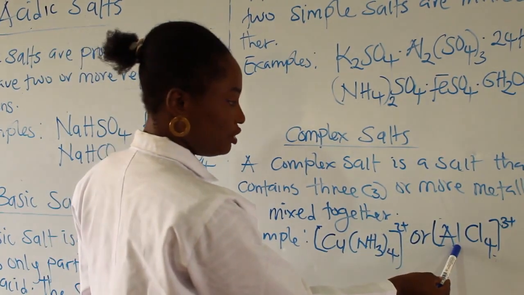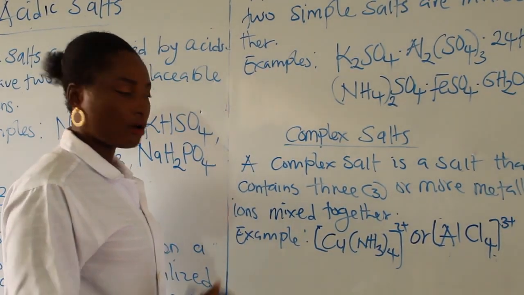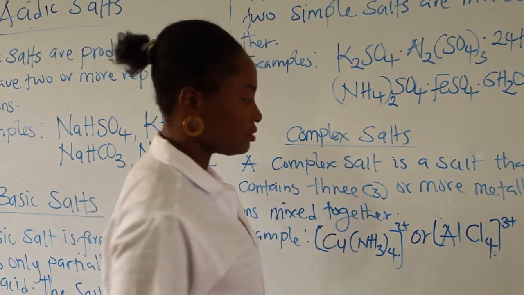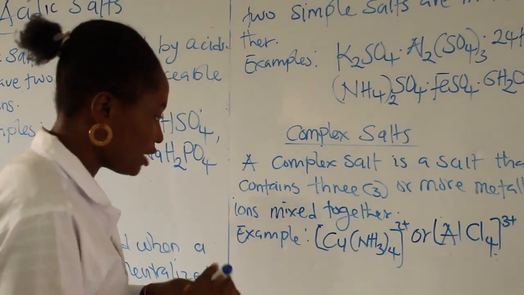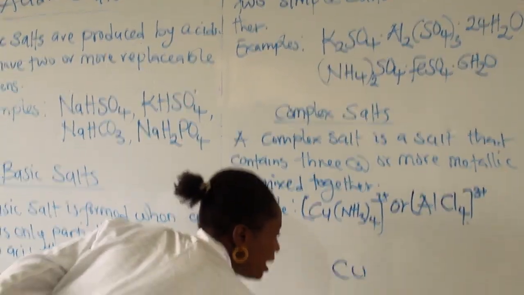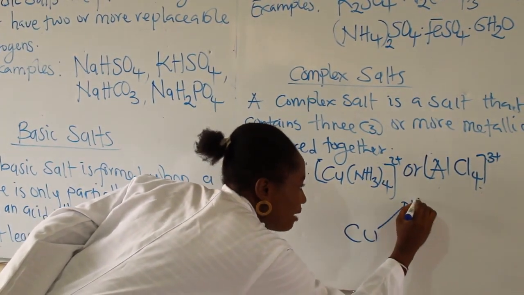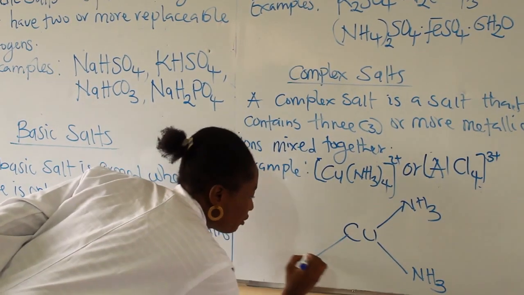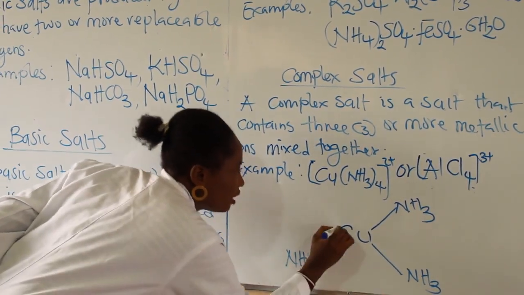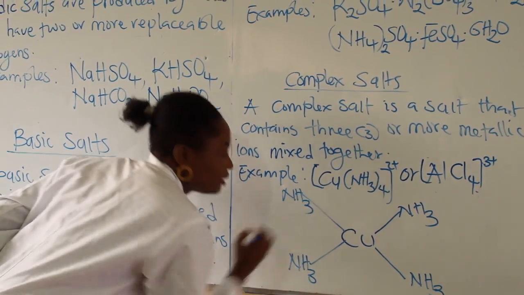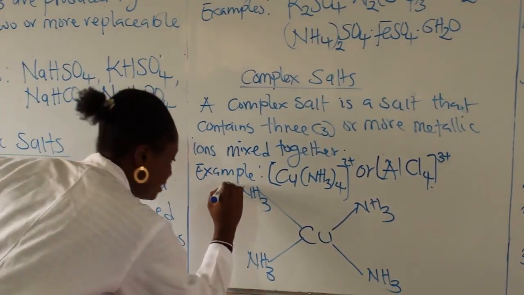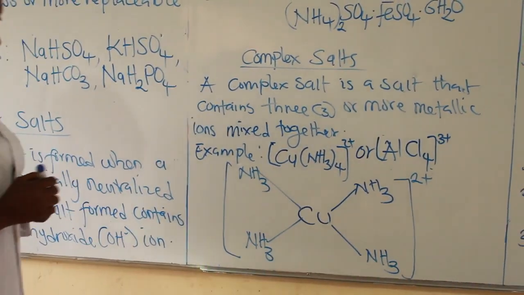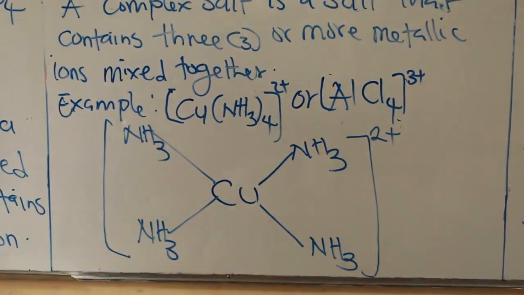Now, this one is aluminium 3 with 4 molecules of chlorine. I'm going to draw this one quickly so that you see how complex it is. You have copper in the middle, then here you have ammonia, and then you have another ammonia, and then 4 of them like that attached to one metal. That's why it's a complex. Then you introduce this and write your 2 ions there. So this is a complex salt.